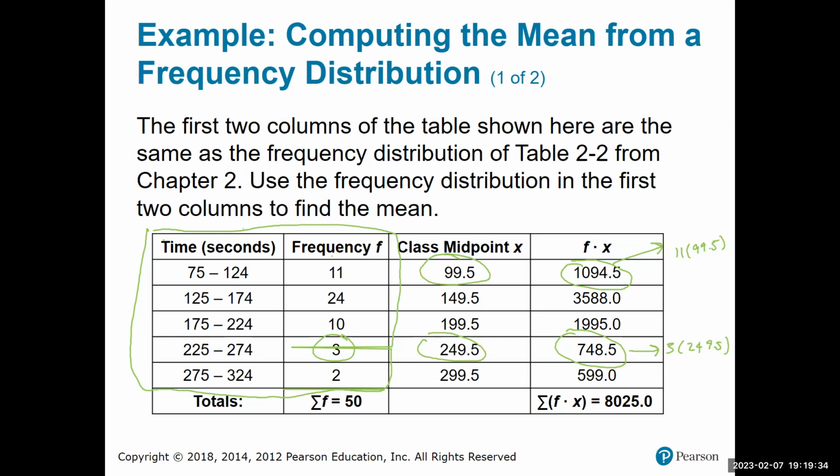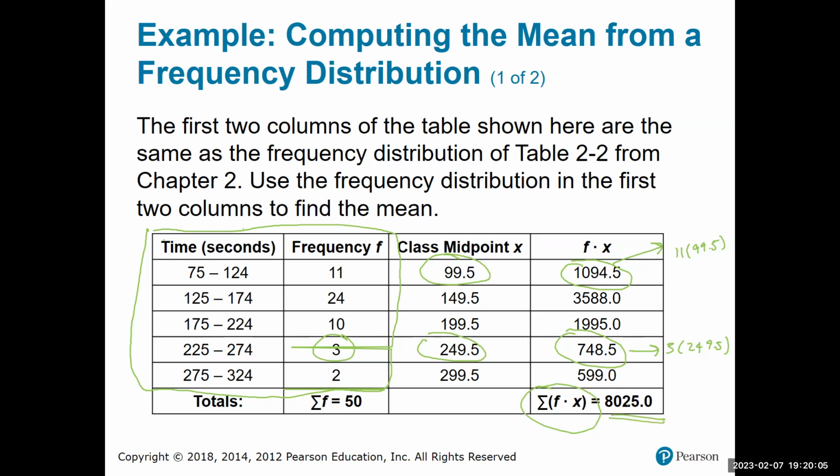You're going to calculate the frequency times the midpoint, get a quantity, and then add those up. So when we take the sum of F times X, it's the sum of each frequency times the midpoint, and you keep doing it until you are done with all of your classes. I'm going to calculate F times X for the first class, F times X for the second class, F times X for the third class, and then at the end, I'm going to add these all together. I'm going to take the sum of F times X.